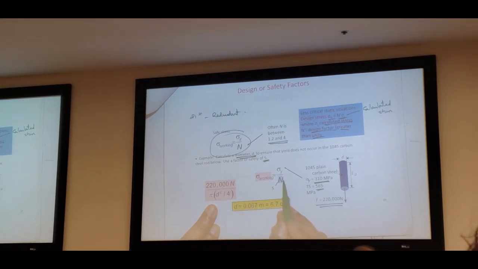The yield strength sigma y is already given as 310 megapascal. You need to convert it to Pascal. Then n is given as 5. You just need to substitute it, and you can get a value of d equal to 0.067 meters, or 6.7 centimeters.